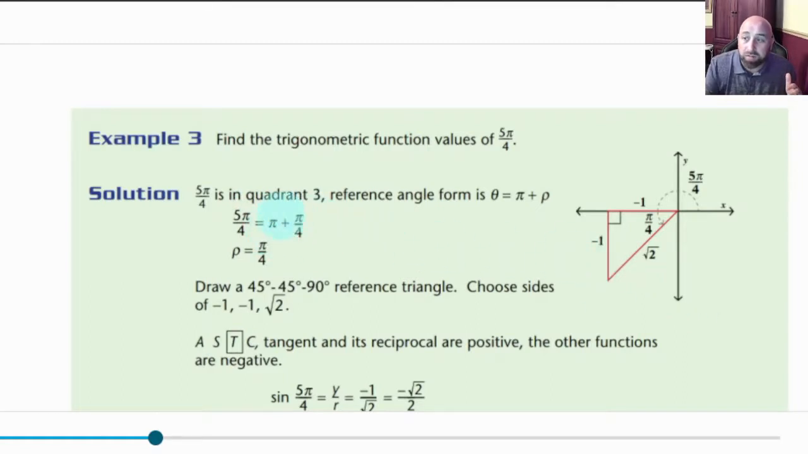Since it's in the third, we'd have 180 plus this, and we would come out with rho equals pi over 4. Once we put it in pi over 4, we would realize, hey, pi over 4, that's a 45-degree triangle. I know the 45-degree triangle, so we'd put -1, -1, and square root of 2. Why isn't it 1, 1, square root of 2? Because our x is negative and our y is negative. So that's going to be a negative here.